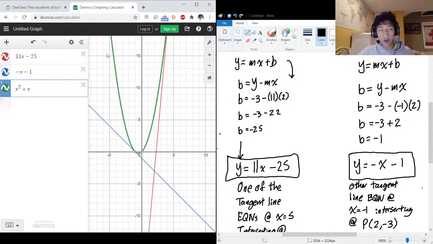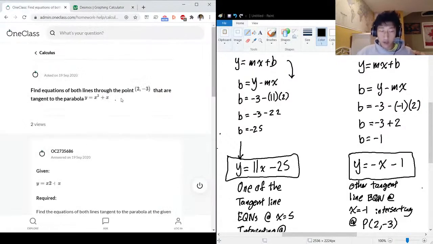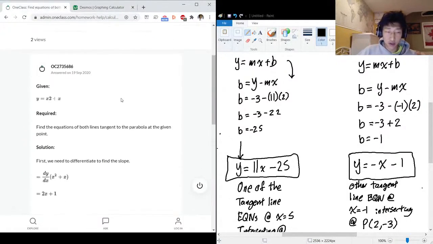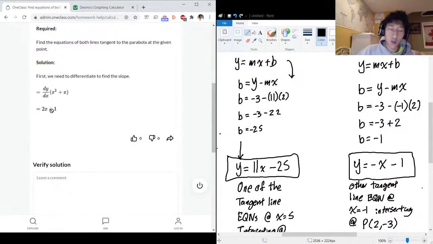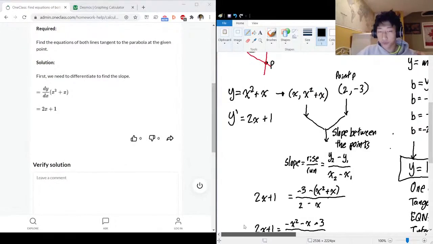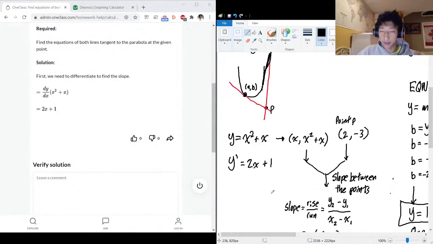And wow, it seems that we have a complete answer for this question. We have our two equations for the tangent lines to this parabola that intersect with our point of interest, 2, negative 3. So when we look through the solution here, well, the solution is incomplete. We have the derivative, which is an important part of this, but finding the derivative is the first step.